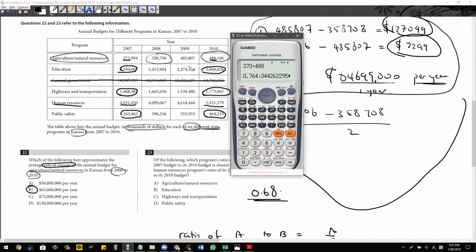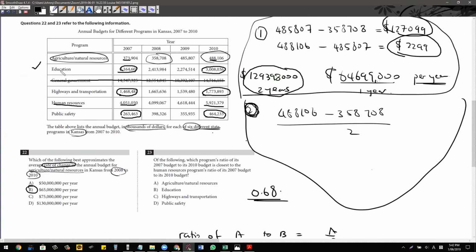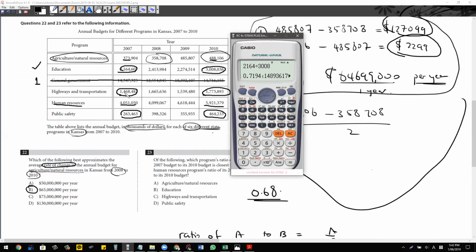As long as the digits match up, you can see that that is no different from 373,904 divided by 488,106. It's pretty much the same thing. So this is 2,164 divided by 3,008. That's still a little bit high, but so far this is the best one. I'm pretty sure this is almost 1. Then you go to 14 million, 14 million, so 1.468 divided by 1.773. That's too high.